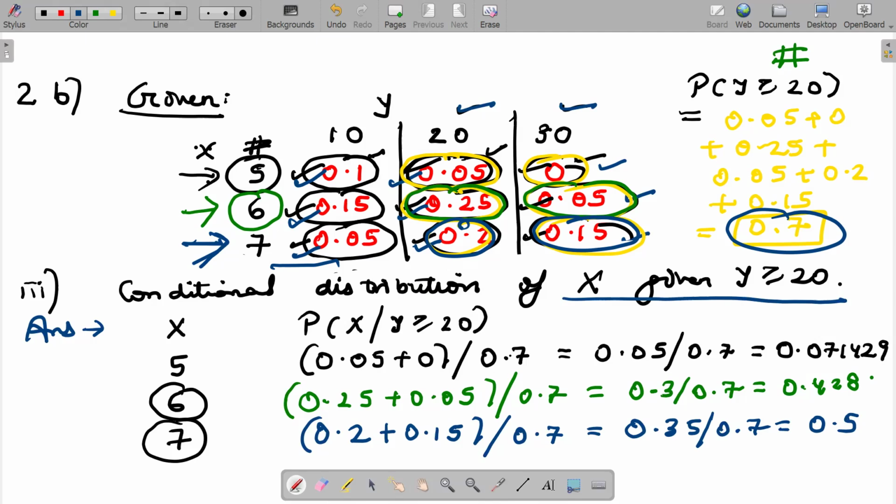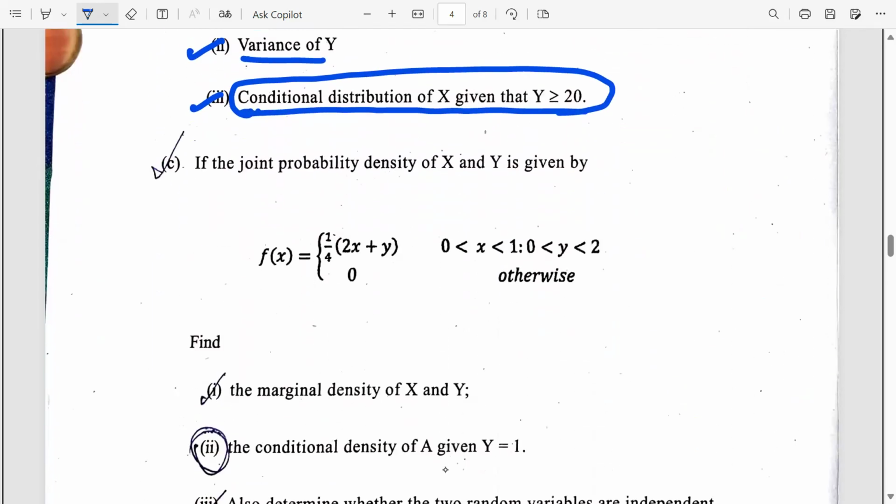Okay, so this is where I stop in this particular lecture. If I come back to the question paper, in the next lecture, I'm going to start with the discussion of question 2 parts.